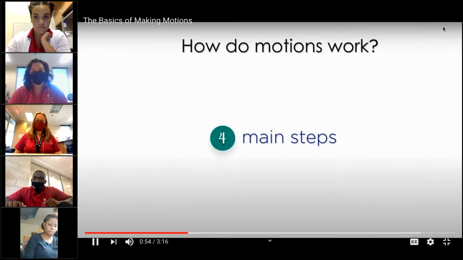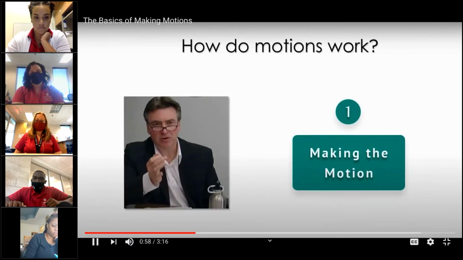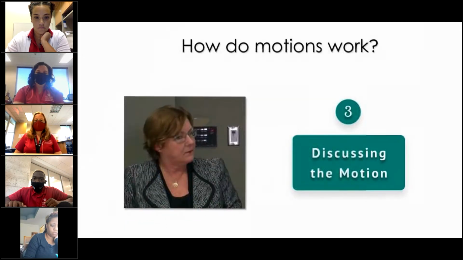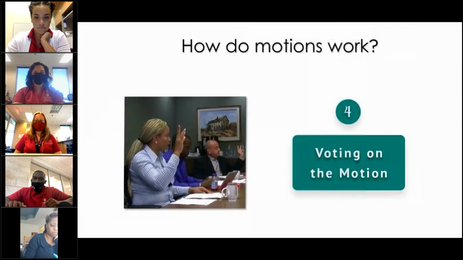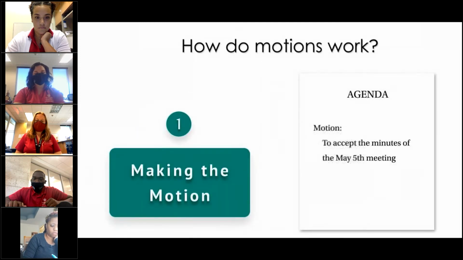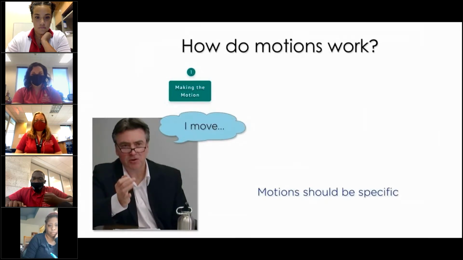There are 4 main steps in addressing a motion. 1. Making the motion. 2. Seconding the motion. 3. Discussing the motion. 4. And voting on the motion. Motions are prepared and included in the agenda for a board of directors meeting. A motion begins when a board member says, "I move," and then states the motion. Motions should always be specific so there is no uncertainty on what is being decided.